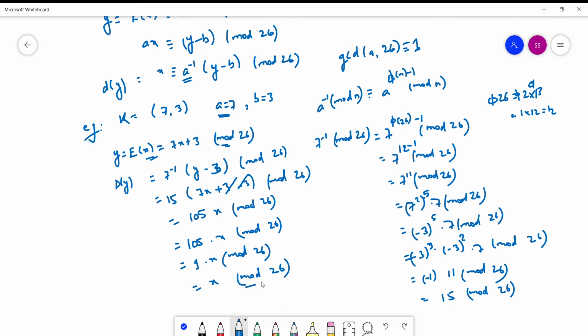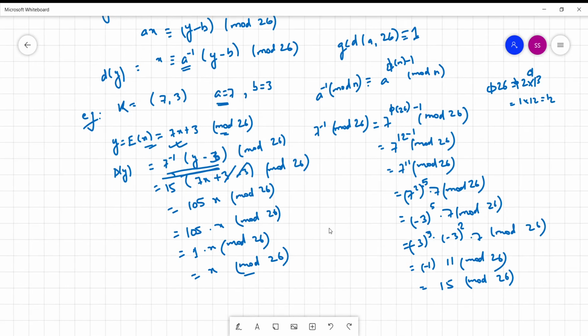So the equations which we found for encryption and decryption are correct. So this is my encryption function 7x plus 3, and decryption function is 7 inverse y minus 3. This is my decryption function. Okay, now let's take an example to see how exactly a plain text is getting converted to a ciphertext. Okay, so I will write down the encryption decryption function again here.